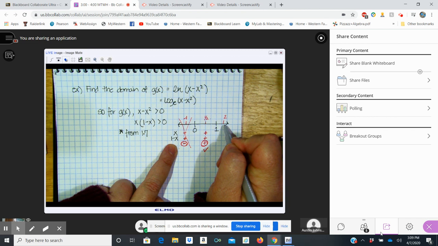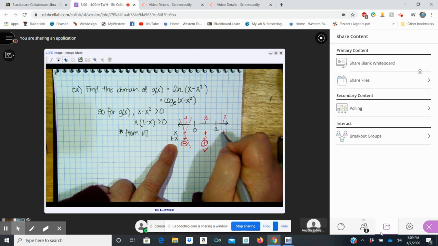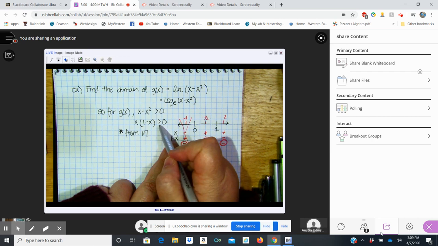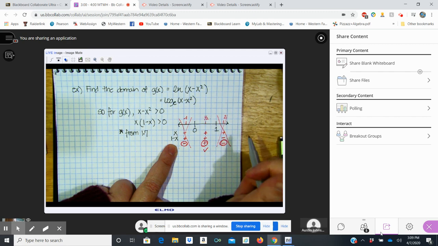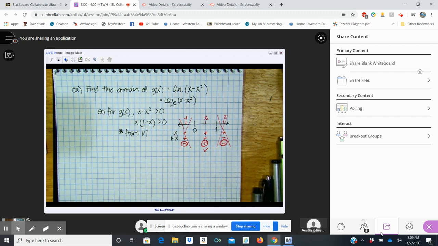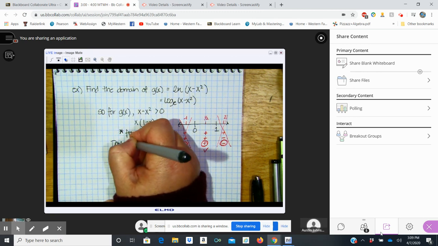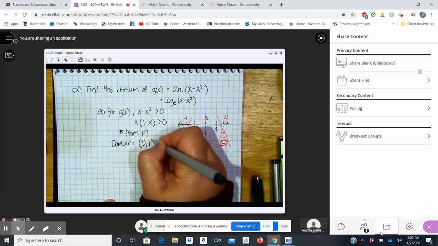Then I'll check a 2 on the far side of my number line. That's going to be positive, but 1 minus 2 is negative. When I multiply a positive factor by a negative factor, I will get a negative solution, meaning it won't be greater than 0, it will be less than 0. So this section of the number line will not work. Thus, my domain in interval notation would be from 0 to 1.